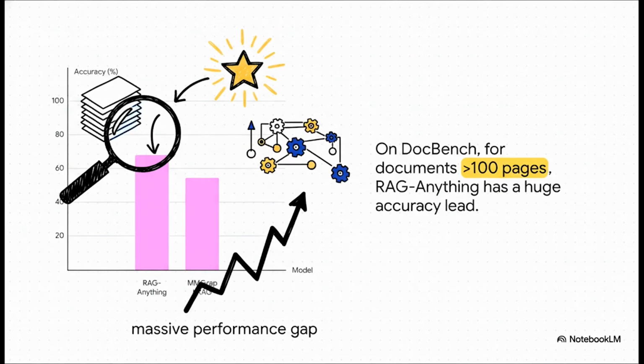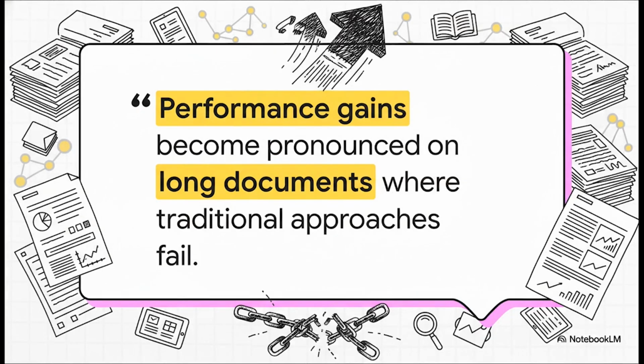Let's just zoom in on that for a second to see how big a deal this is. On one of the tests, specifically for documents over 100 pages long, RAG Anything hit over 68% accuracy. Its nearest competitor couldn't even break 55%. That is a massive performance gap. It proves that this new map-building approach really shines when the going gets tough. And the researchers themselves say it best. This isn't just a tiny little improvement. It is a major leap forward, especially on those super complex documents where all the old methods just fell apart.